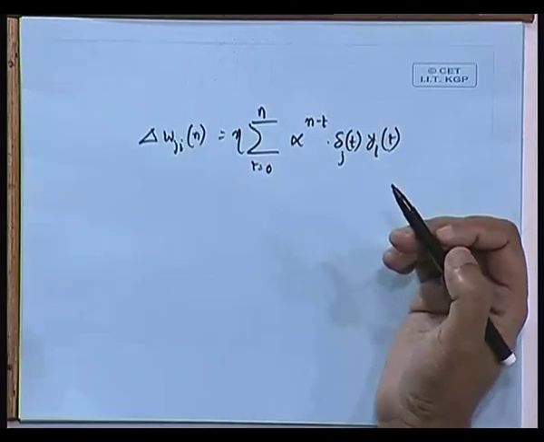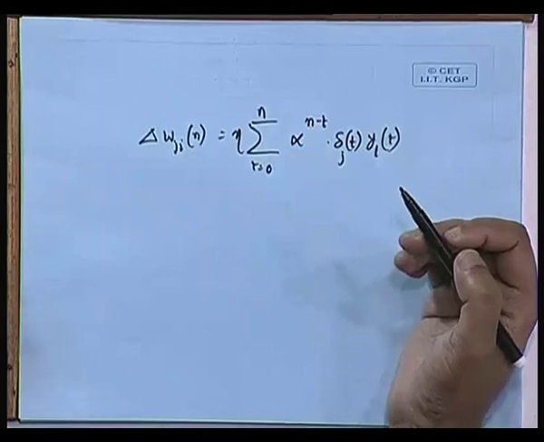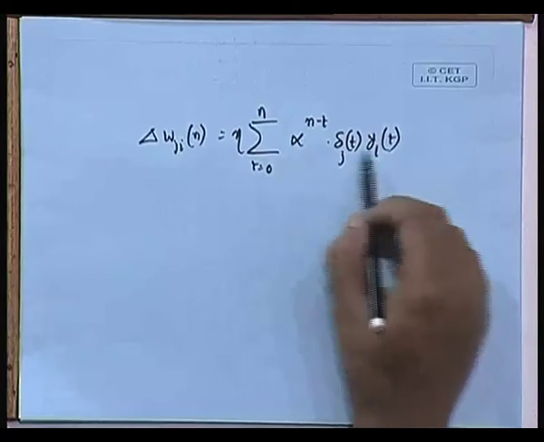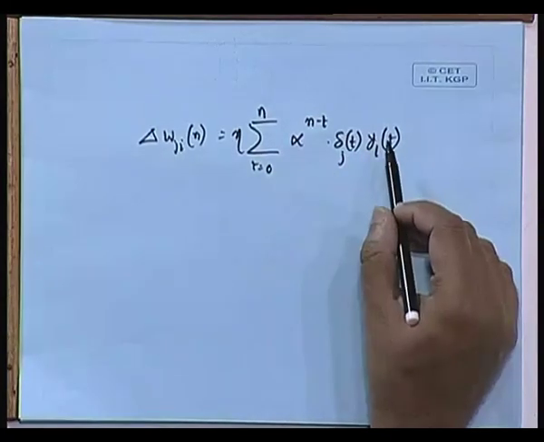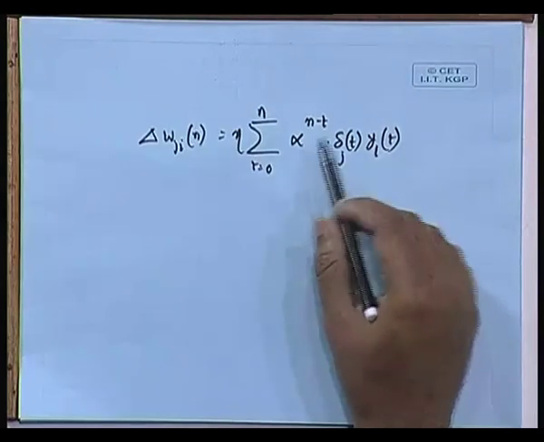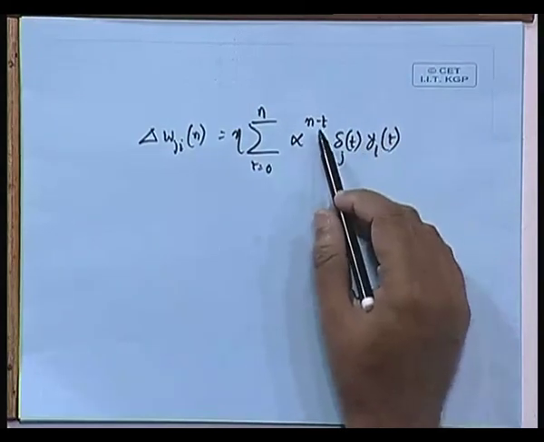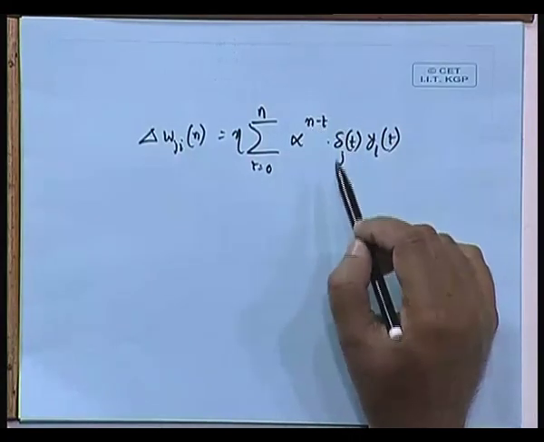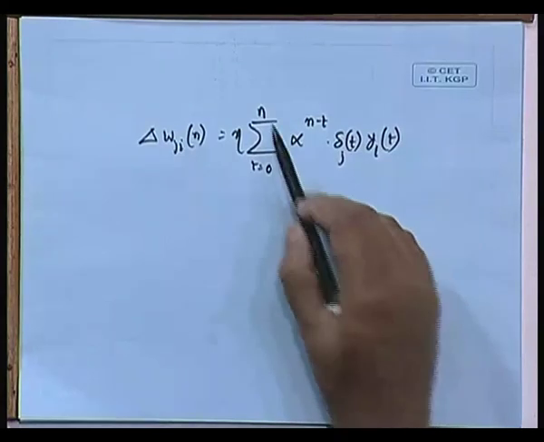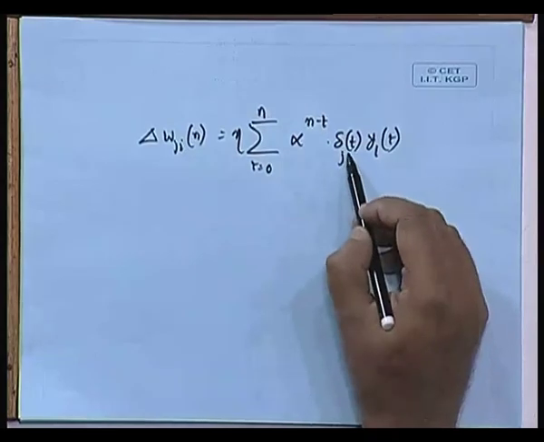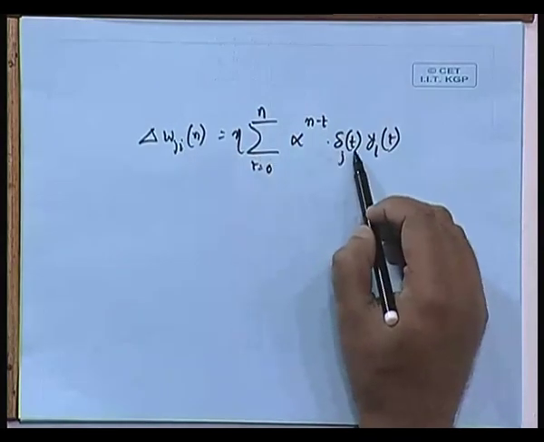Eta is a constant. Eta is not varying with iteration. Alpha is also a constant, but why I had to put the alpha term inside the summation is because it is alpha to the power n minus t, and in this case t is the quantity that is changing. That means considering t equal to n, it is alpha to the power 0, so it is eta delta j(n) yi(n), the first term.